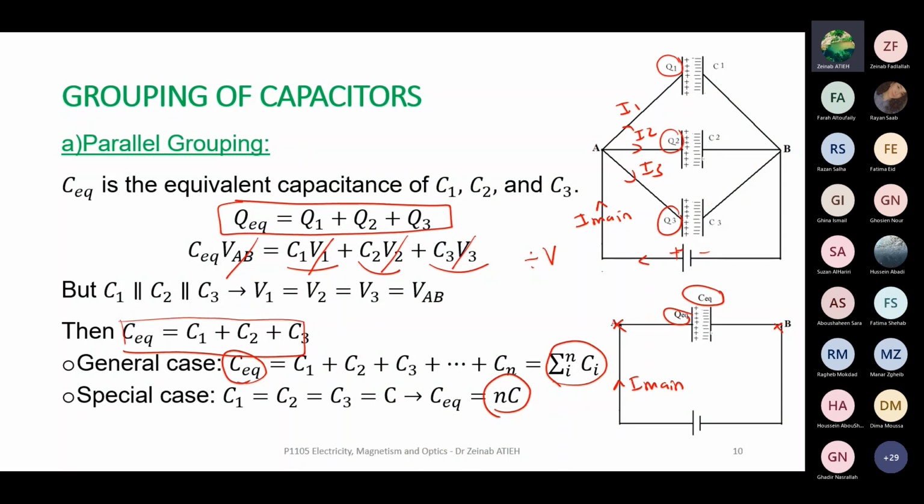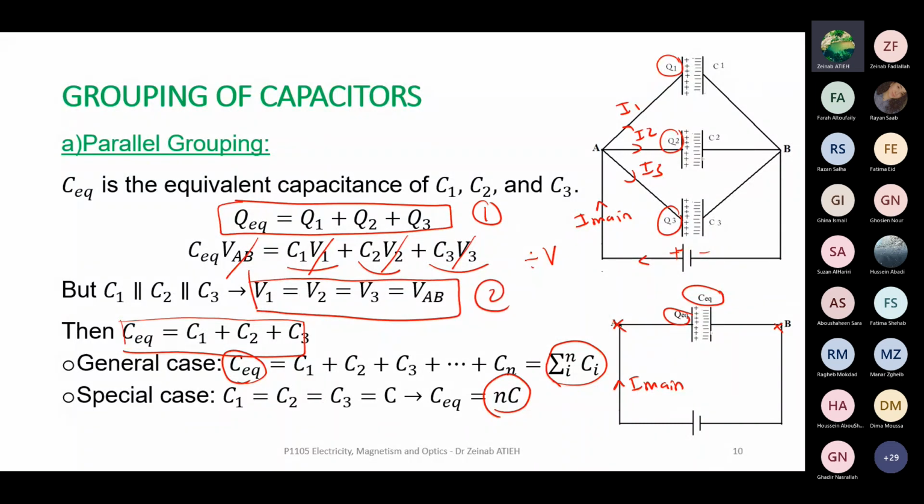Capacitors in parallel have equal voltage, and the charges are added. That means V1 equals V2 equals V3 equals V equivalent, and Q equivalent equals Q1 plus Q2 plus Q3. So these relations help us to solve this one, 1 and 2.